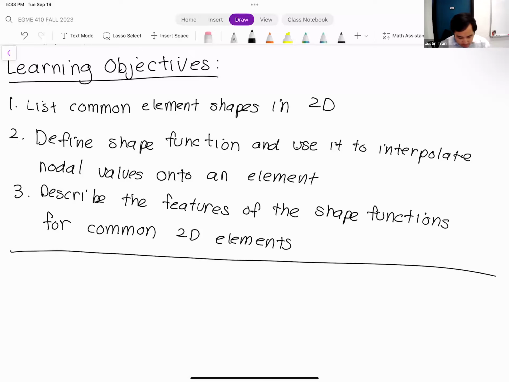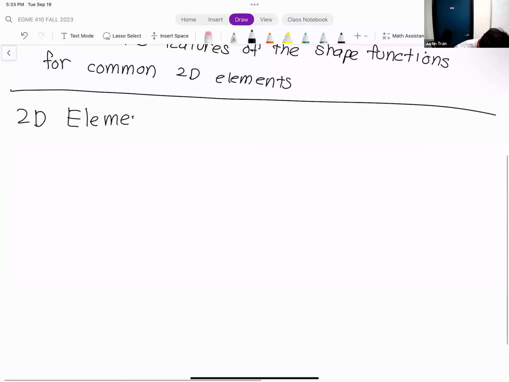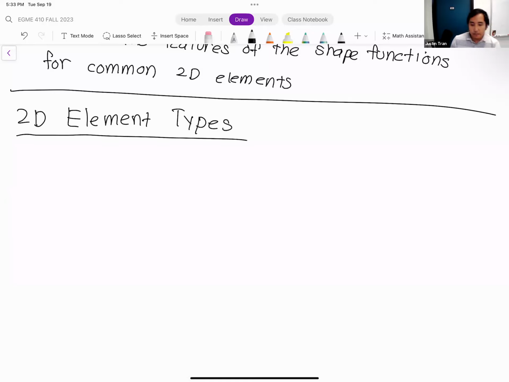Okay, all right, so let's go ahead and get started. The topic for today is 2D element types. All right, so we've talked about meshing before, and so it's not a strange concept, but like I mentioned before, there's a lot of depth to meshing. Compared to boundary conditions and material properties, meshing is really new and unique to finite elements, and so we spend quite a bit of time talking about it, and for good reason. There's a lot to do with meshing.